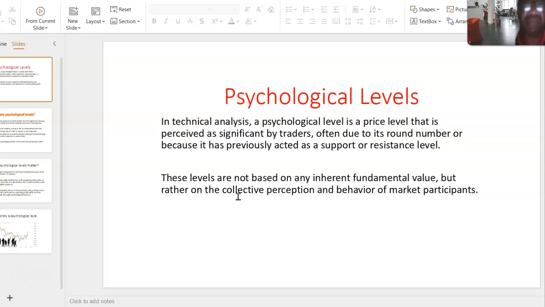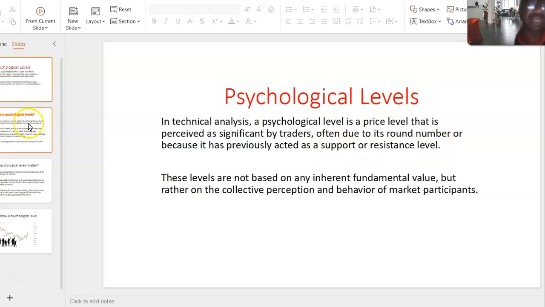The next thing I have to talk about is the psychological levels. After you have drawn your key support and resistance, you need to determine the psychological levels. Psychological levels are levels of support and resistance, but then you have it in a round number, rounding it up with maybe 00, or rounding it up with a number. That's what it means, round up number. In technical analysis, psychological levels are price levels that are perceived as significant by traders, often due to being a round number or because they have previously acted as a support and resistance level.